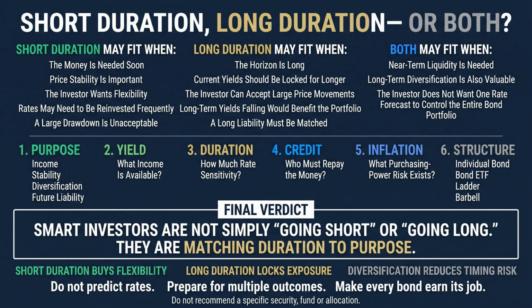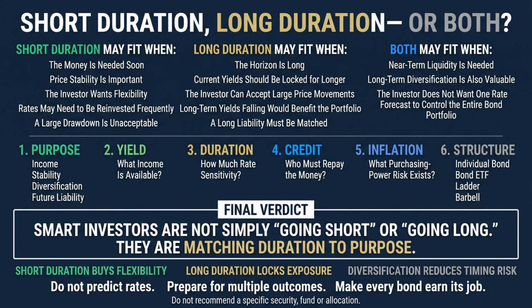Short duration may fit when the money is needed soon. Price stability is important, flexibility is valuable, and a large market drawdown would damage the financial plan. The trade-off is that principal must be reinvested frequently at unknown future yields. Long duration may fit when the horizon is long. The investor wants to lock in current yields. A distant liability must be matched, and large price movements can be tolerated. The trade-off is substantial exposure to inflation, term premiums, and rising long-term yields. A combination may fit investors who need near-term liquidity while also wanting longer-term income and diversification.